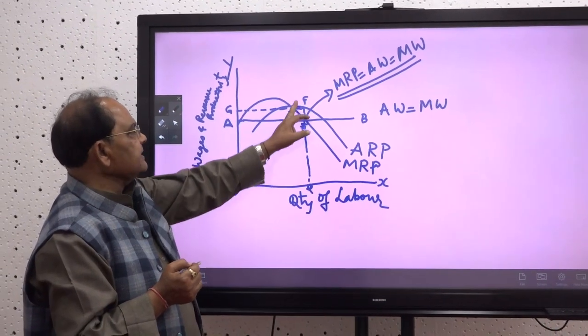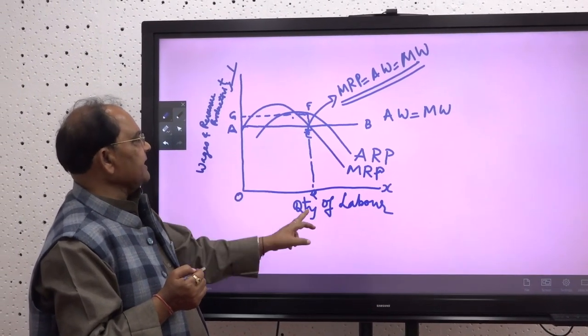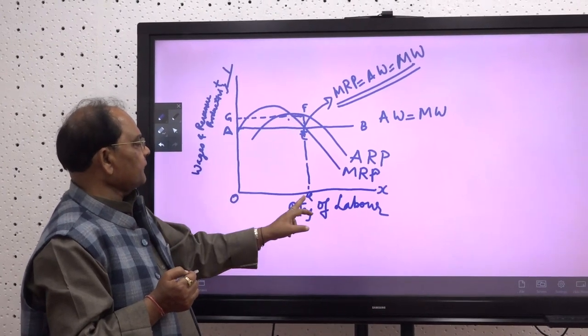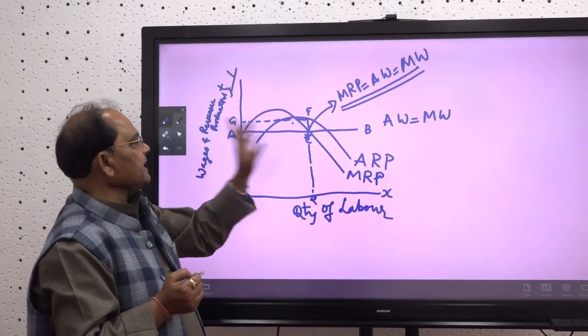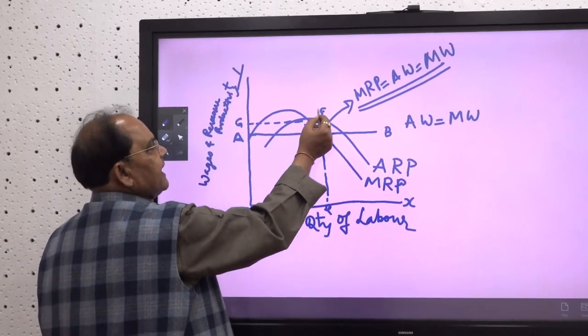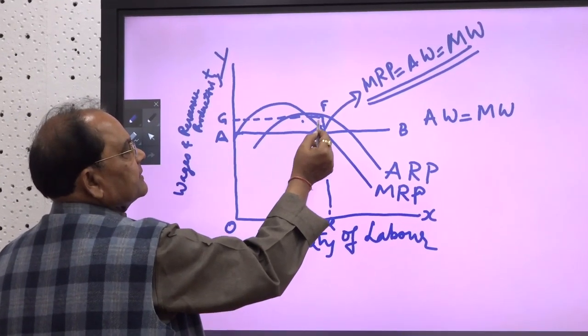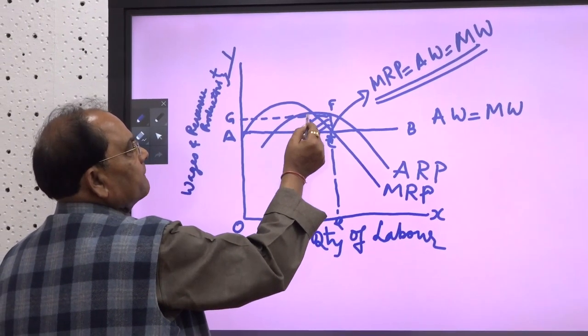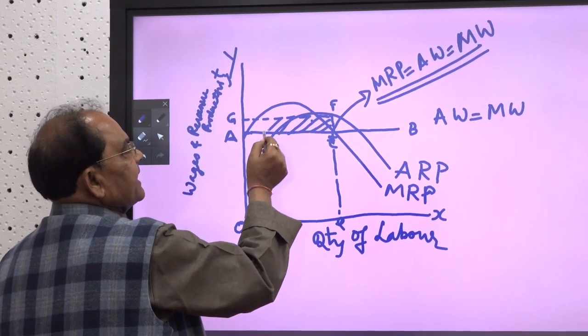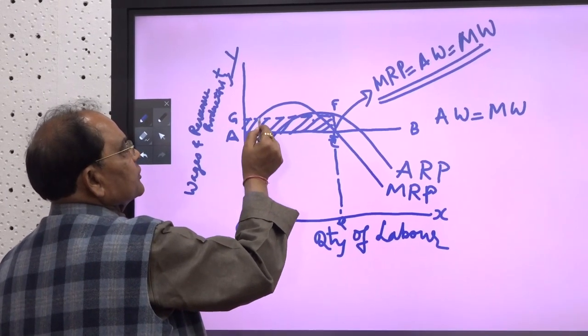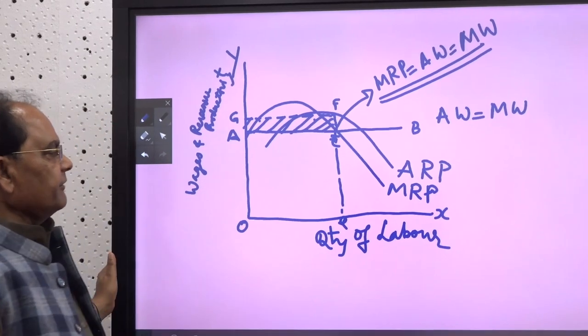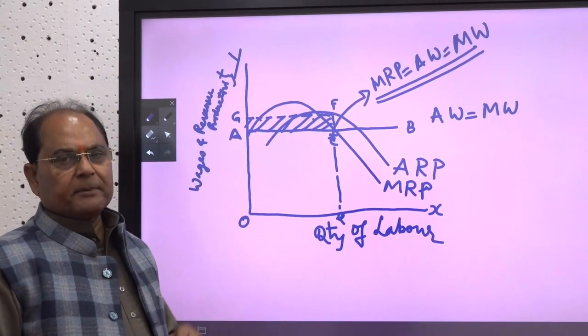But the revenue productivity received is FQ. So profit is revenue minus wages. That means FQ minus FE. That means this FE area is the area of profit. This entire shaded portion shows the profit of the firm if this is the shape of the curves.